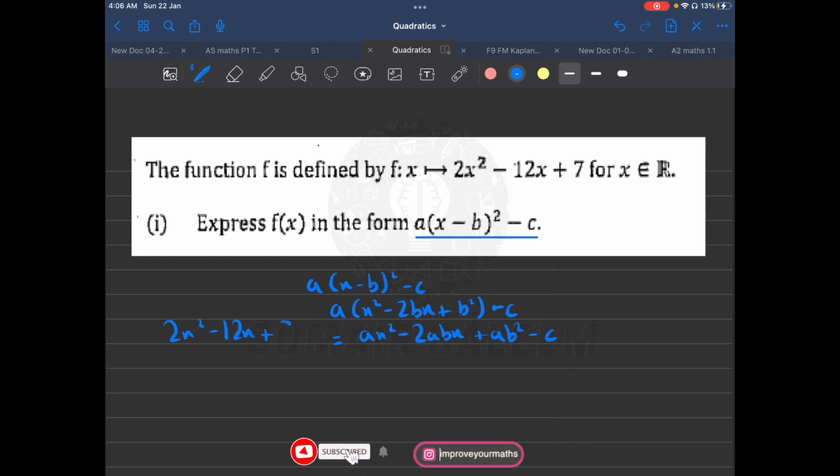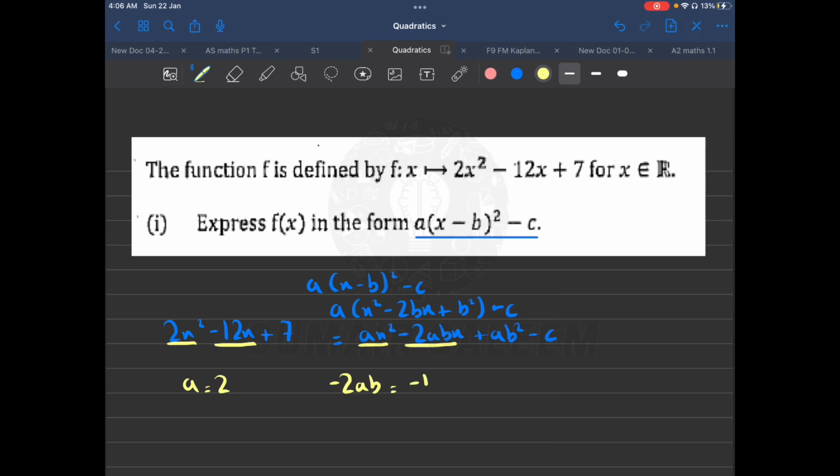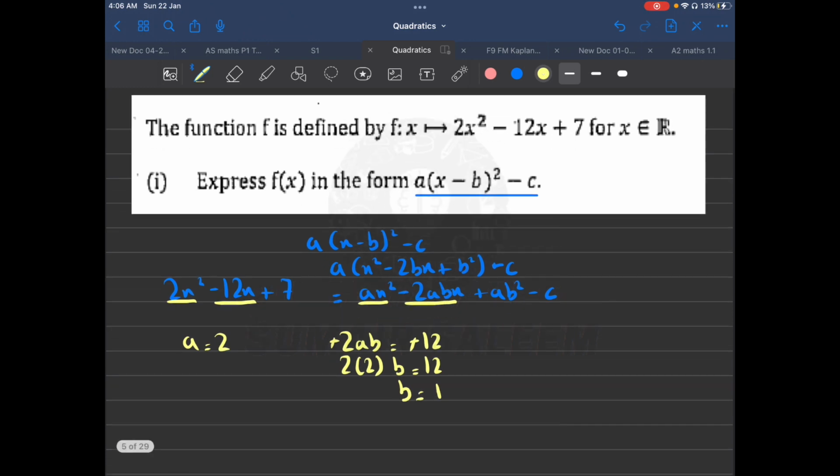12x plus 7. What's written with x square here? A. And here it's 2. So can I say that a is equal to 2? What's written with x? Minus 2ab. And here it's minus 12. So minus, minus cancel out. I know that a is 2. So my answer of b will be 12 upon 4. That's going to be 3.